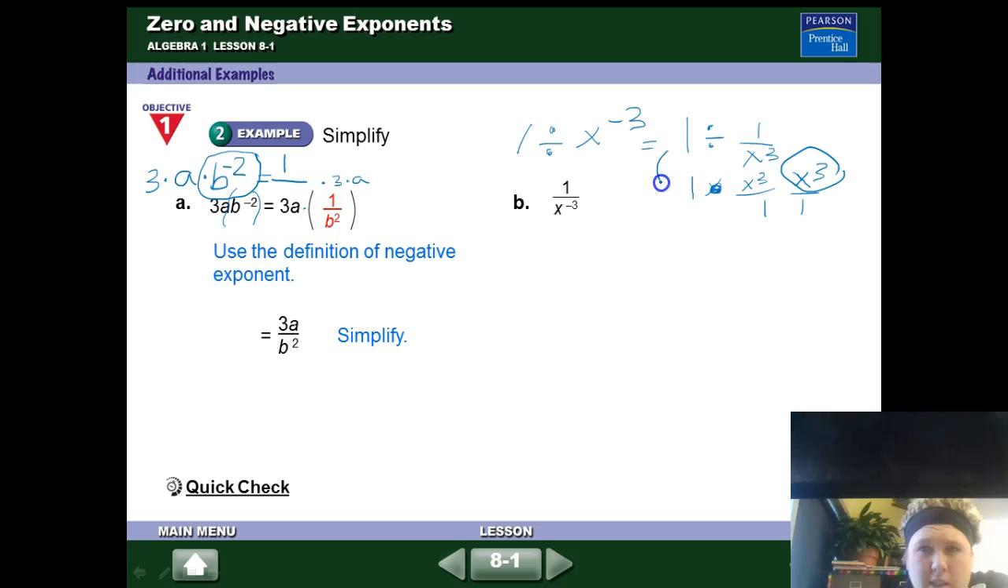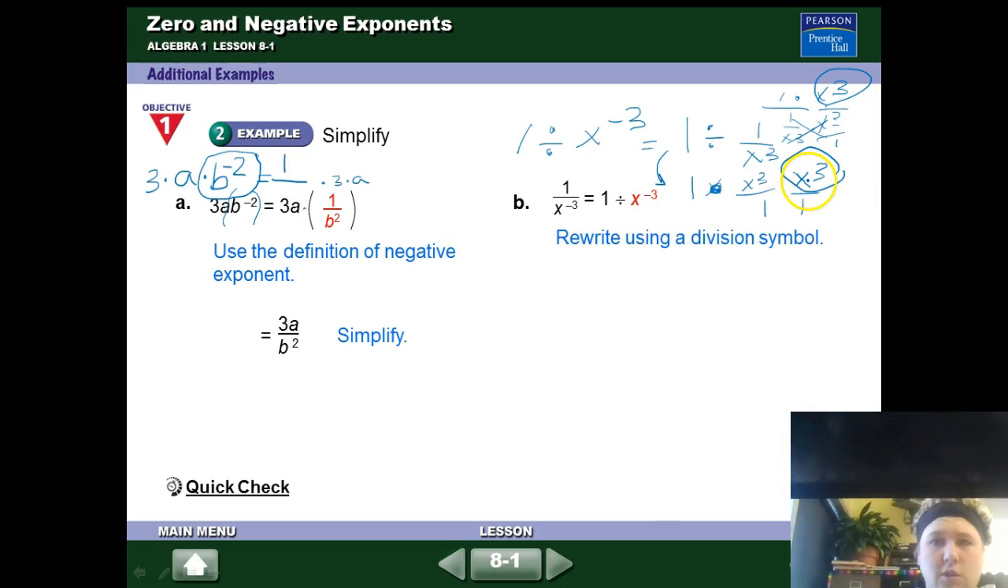So this transition here, I'm going to restate what happened. 1 divided by 1 over x cubed. How do I get rid of this? Well, we're going to times it by x to the 3rd. Whatever you do to the bottom, you've got to do to the top. This is going to cancel out, but 1 times x cubed gives you x cubed.